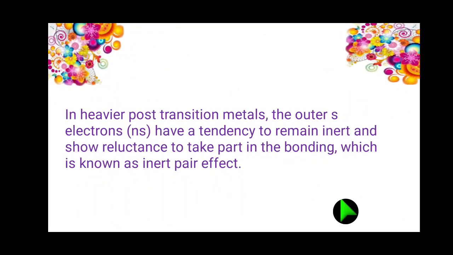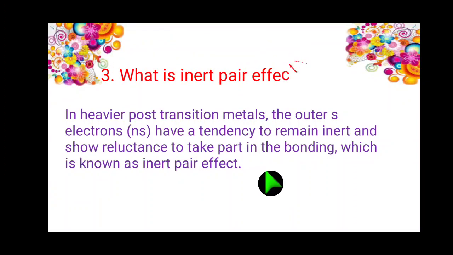In heavier post transition metals, outer s electrons have a tendency to remain inert and show reluctance to take part in the bonding, which is known as inert pair effect. Actually, the third question is, what is inert pair effect? In the periodic table, the last group, noble gases or inert gases we can call, right? So here, what is inert pair effect?